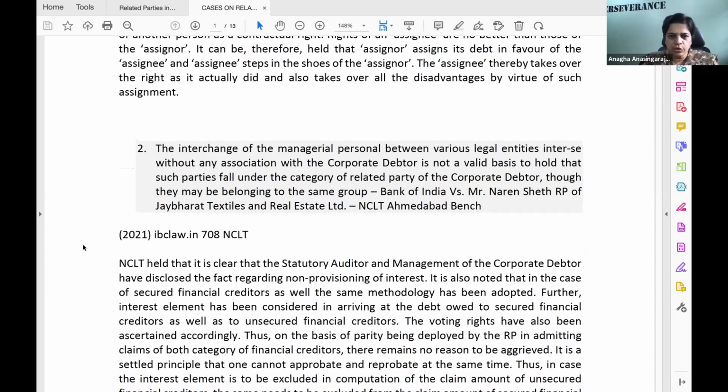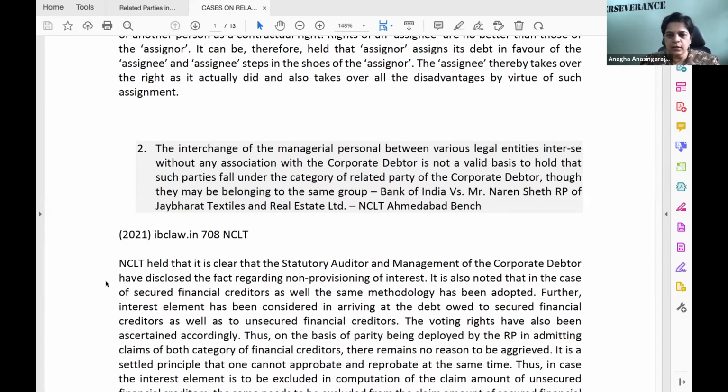Now, this question of managerial personnel being interchanged between companies. In this case, it was held that the interchange of managerial personnel between various legal entities inter se, without any association with the CD, is not a valid basis to hold that such parties fall under the category of related party of the CD, though they may belong to the same group. This was in the case of Bank of India versus Naren Sheth of Jai Bharat Textiles and Real Estate. Based on the facts of this case, it was held that these are not related parties.